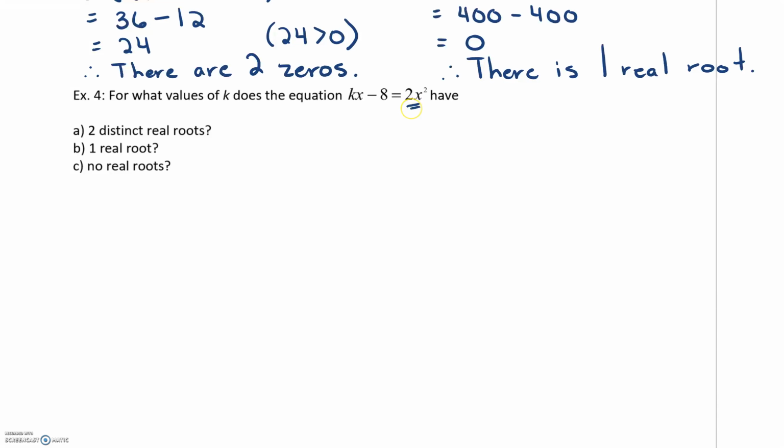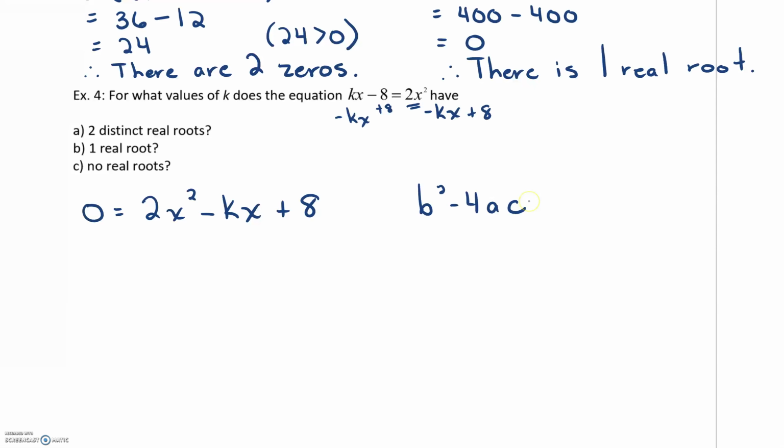Now I want to keep the x squared positive, so I'm going to keep the 2x squared on that side. So I'm going to subtract kx on both sides, and add 8 on both sides. This will give me 0 equals 2x squared minus kx plus 8. Because this is in standard form, we need to use b squared minus 4ac. And in order to have 2 distinct real roots, whatever value that is, it has to be greater than 0. So you have to start by writing that down.